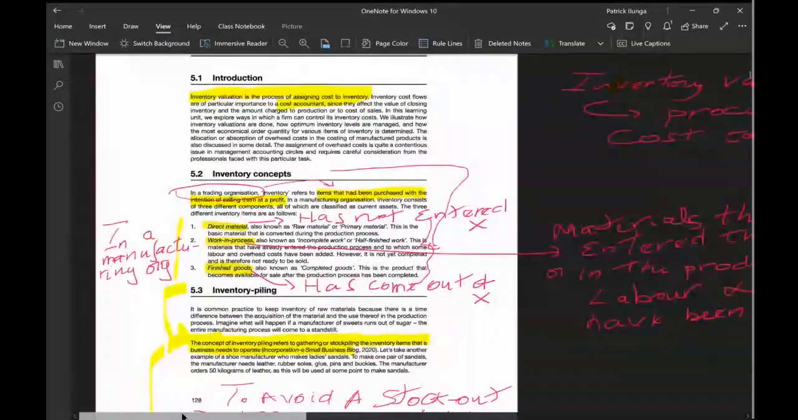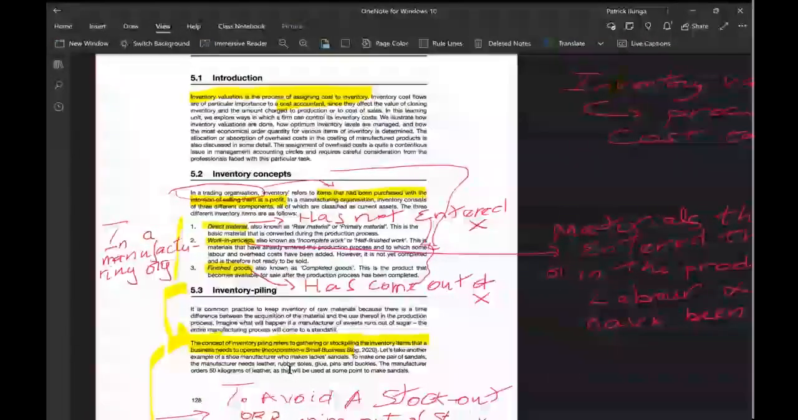Learning Unit 5, we start with Learning Unit 5. You might just look at your Learning Unit 5 and say, wow, it's too long. Yes, it is long. This is what tertiary education is about. It's different from high school in that it's quite lengthy.